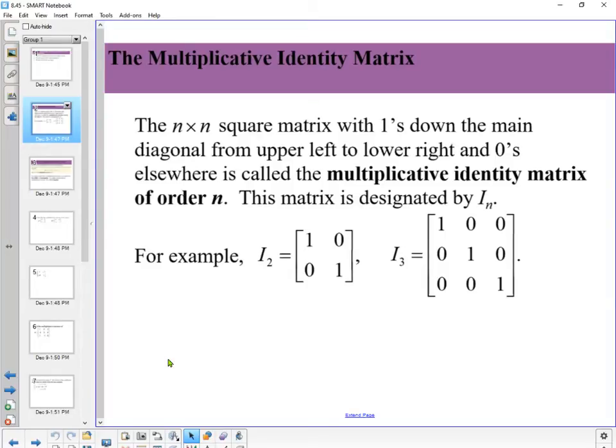Yeah, but if it's a 2 by 2, you can only multiply by 2 by 2. Correct. Yeah, fantastic point. You're only going to be able to find inverses of square matrices. So if you have a 2 by 3, you're not going to be able to find the inverse of it, okay? Because we're always going to be multiplying by this multiplicative identity matrix of the same order.